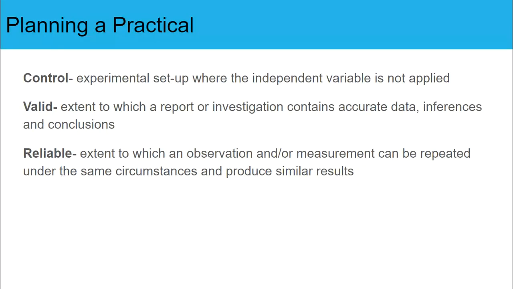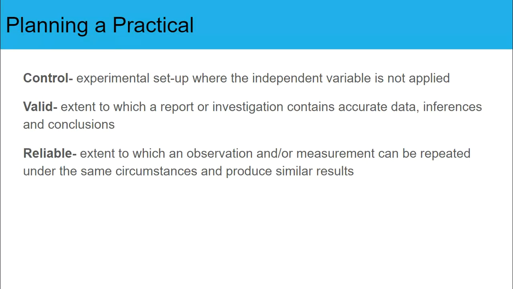There are some other terms which will come up when we're planning our investigations in class. A control is an experimental setup where the independent variable is not applied. This acts as a reference plant in terms of the plant investigation, something that we can refer to, to make sure that our results are in fact because of the independent variable.